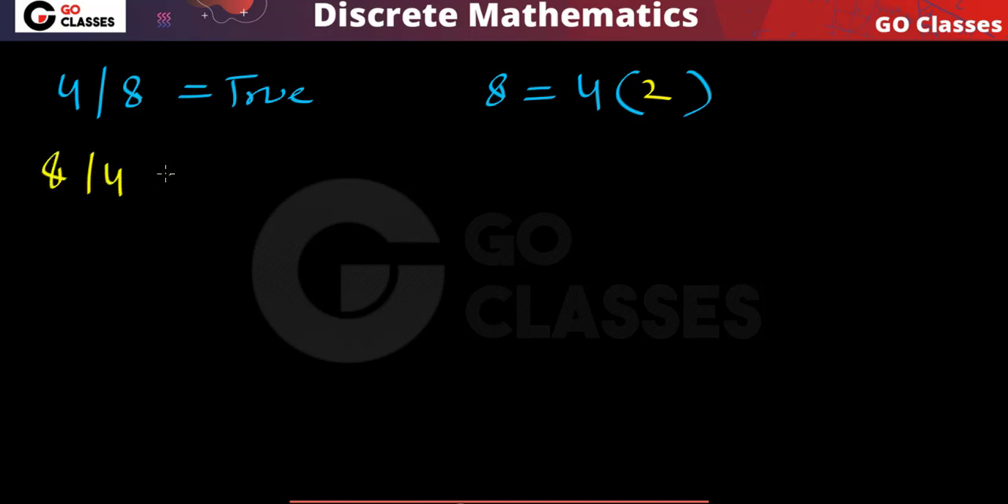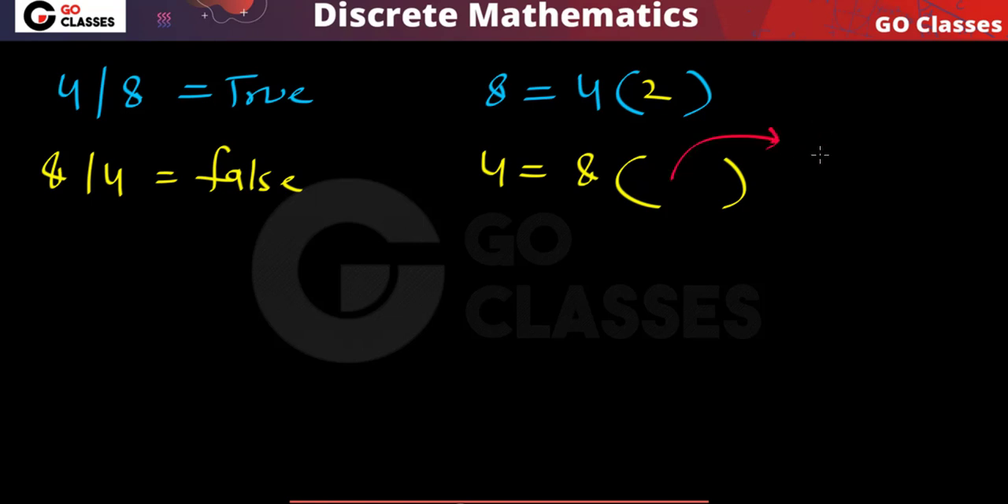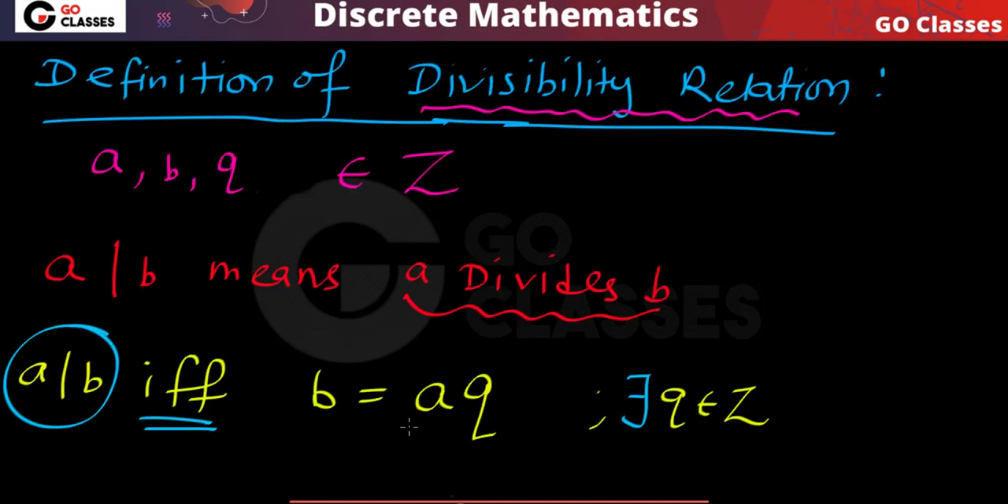What about 8 divides 4? Is this true or false? This is false. Why? Because can I put some integer here? No, there does not exist any such integer. We don't have any integer q such that 4 will be equal to 8 times q. There is no such integer.